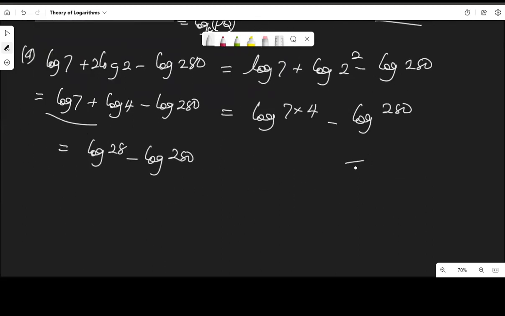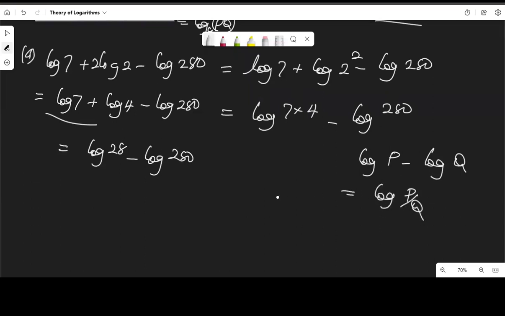Final law that says log p minus log q to the same base is log p divided by q. So this is log 28 over 280. 28 here is 1, 280 here is 10. So I have log 1 over 10.